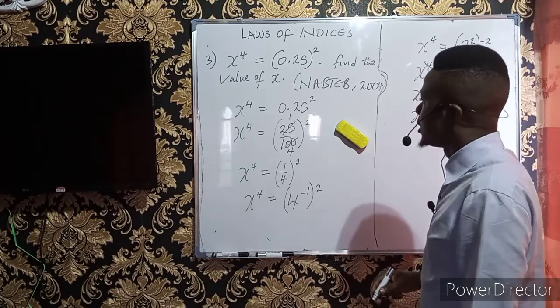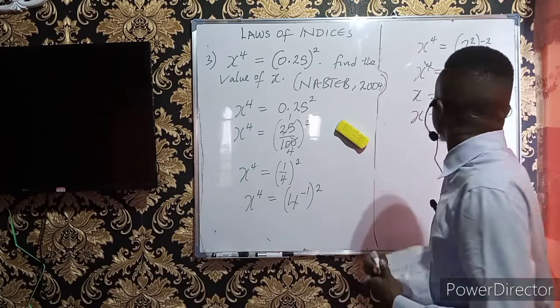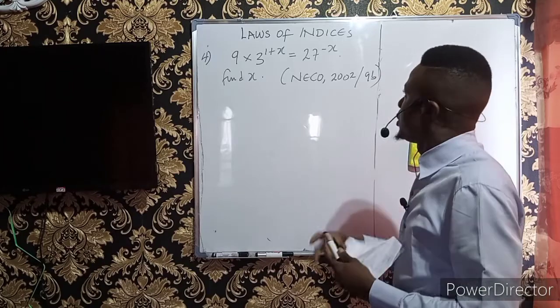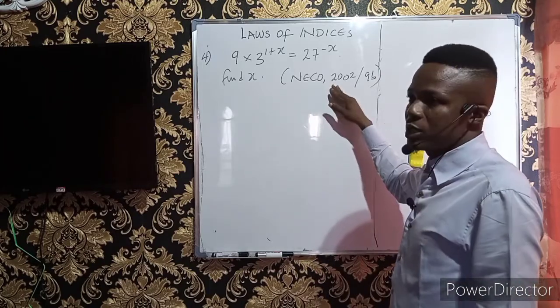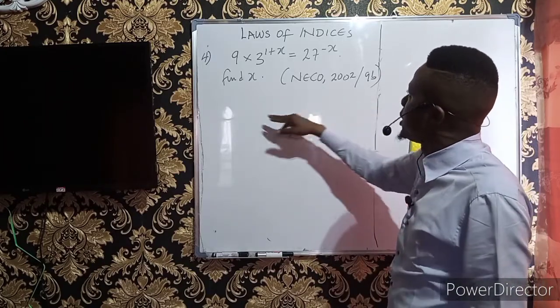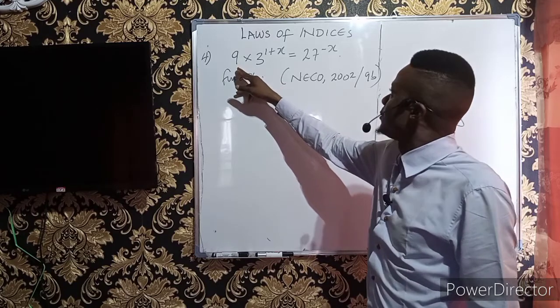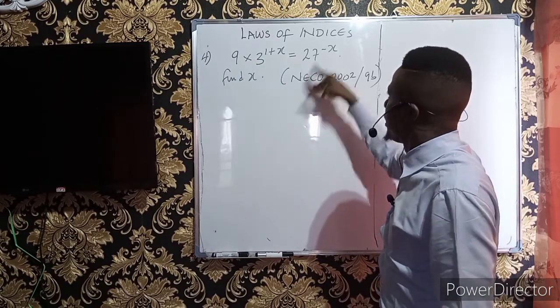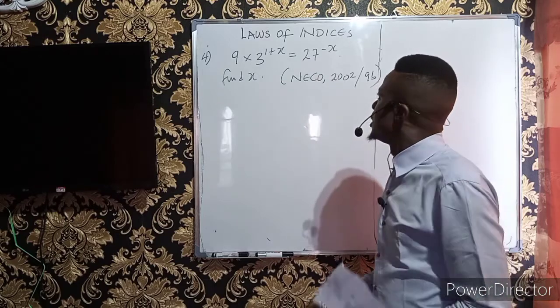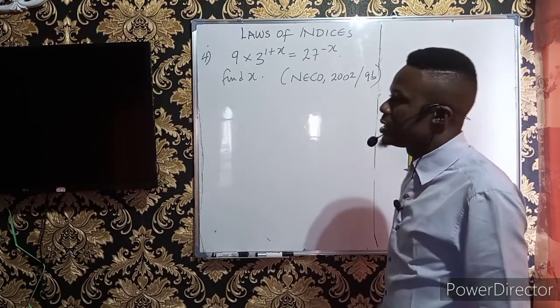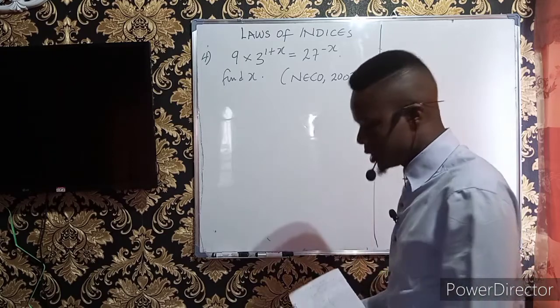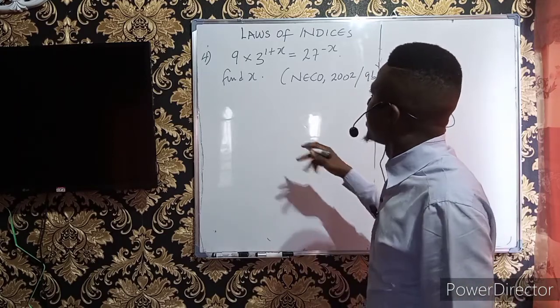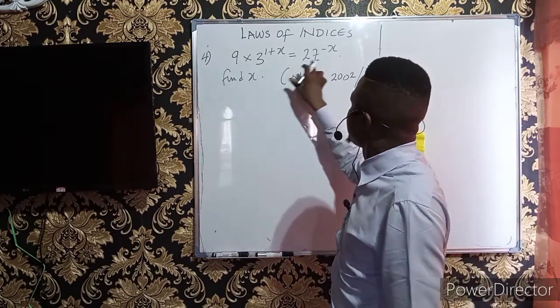That's just the answer. Okay, so let's take another one. The fourth question here is coming from NECO 2002. And it says we should solve for x when we have 9 times 3 to the power of 1 plus x equals 27 to the power of minus x. Now, this is just the initial equation, and for you to deal with something like this, you must ensure that they appear in the same base.